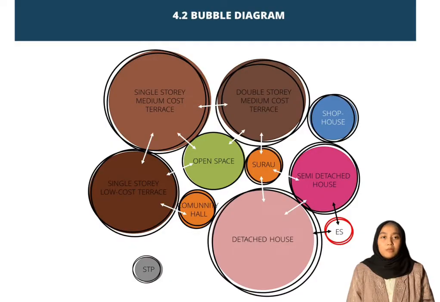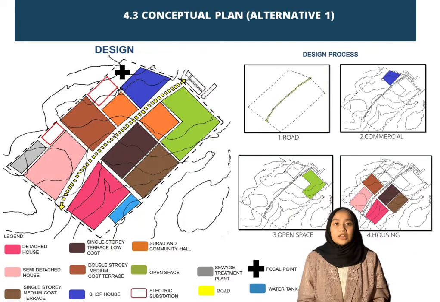Here you can see my bubble diagram based on safe neighborhoods. And here the conceptual plan of Alternative 1. We can start the design process with creating the road circulation, then move to commercial, open space, and the last process is to organize housing. And we get the full conceptual plan with public facilities, infrastructure utilities, and housing.